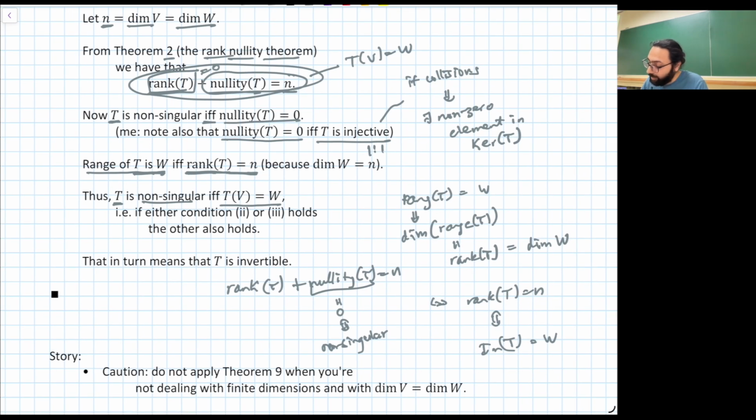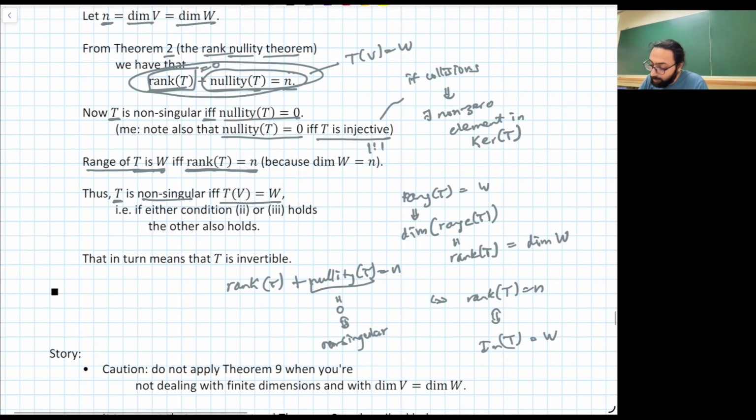Now we have basically all properties. We have one-to-one, and we have onto. So that means it's invertible. Okay, so you get it.